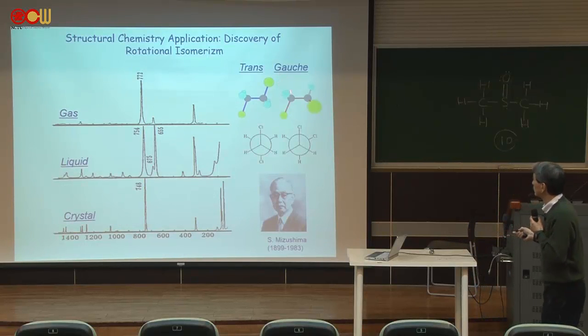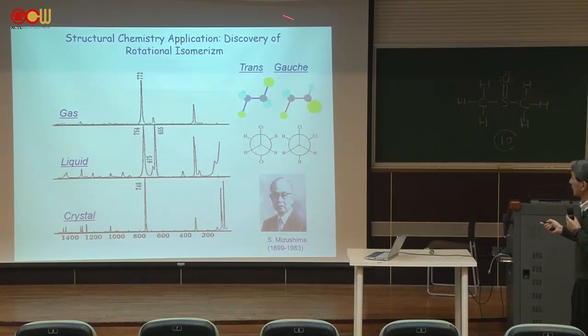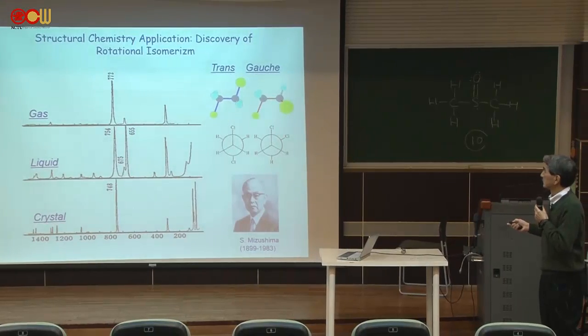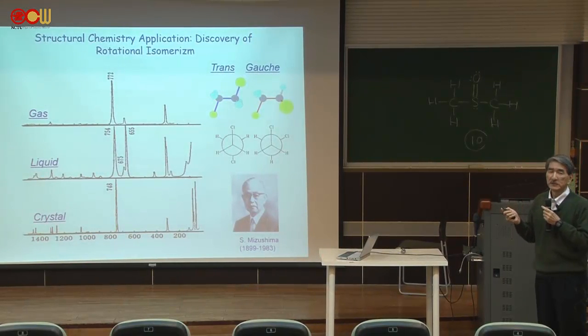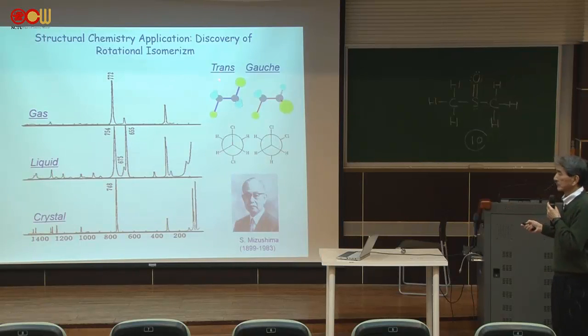So here I show you 1,2-dichloroethane. You have 2 chlorine atoms, and you know that there are 2 internal rotational configurations. One is called trans, and the other is called gauche. Nowadays, many people use anti, but in physical chemistry, we use trans and gauche. And trans and gauche were actually named by Mizushima.